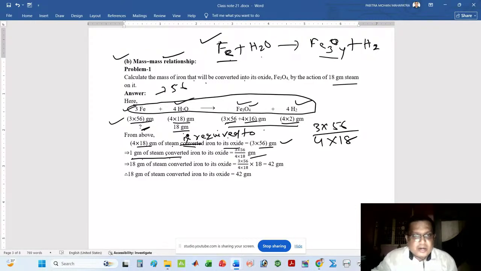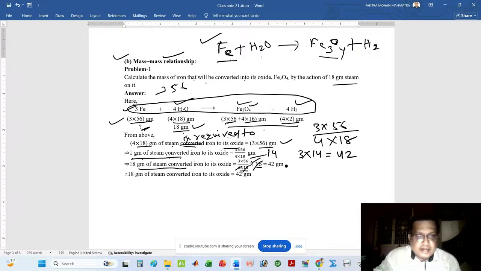Now the target is to find out for 18 gram. So here I can write, 18 gram of steam is required to convert iron to its oxide is how much? 3 into 56 divided by 4 into 18 into 18. 18, 18 cancel. Here 56 divided by 4 is 14. That is 3 into 14, that is 42. So here I can write 42 gram.